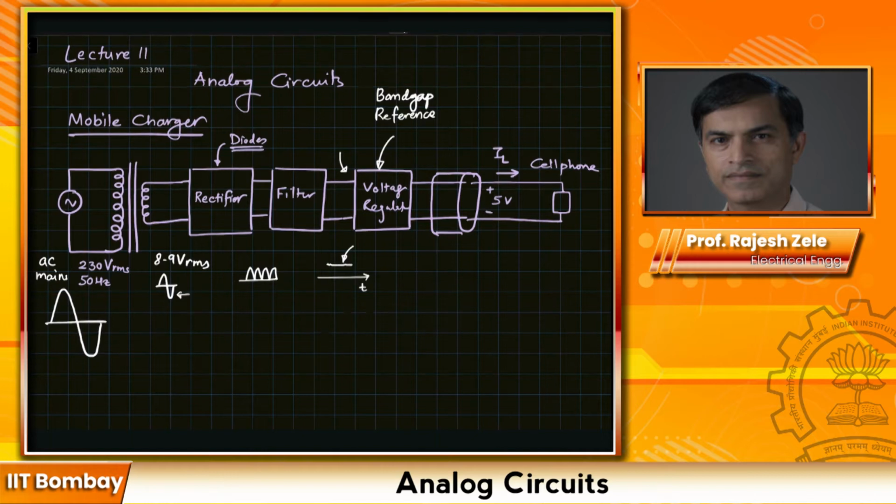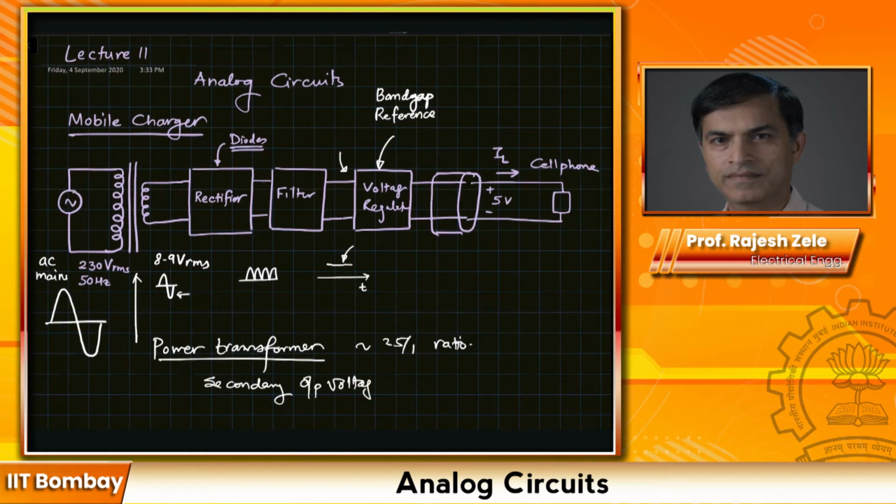So power transformer, this is called the power transformer here. This generally has something like a 25 to 1 type of ratio. So your secondary output voltage in this case is going to be the incoming 230 volts multiplied by 1 divided by 25. This would be, let's say, 9.2 volts RMS.